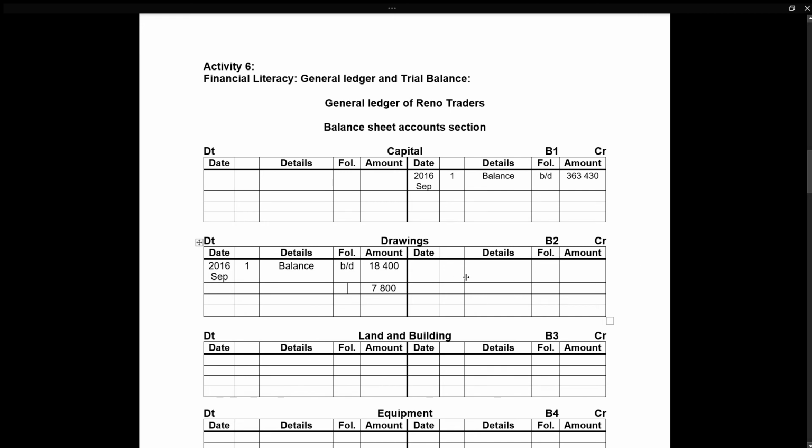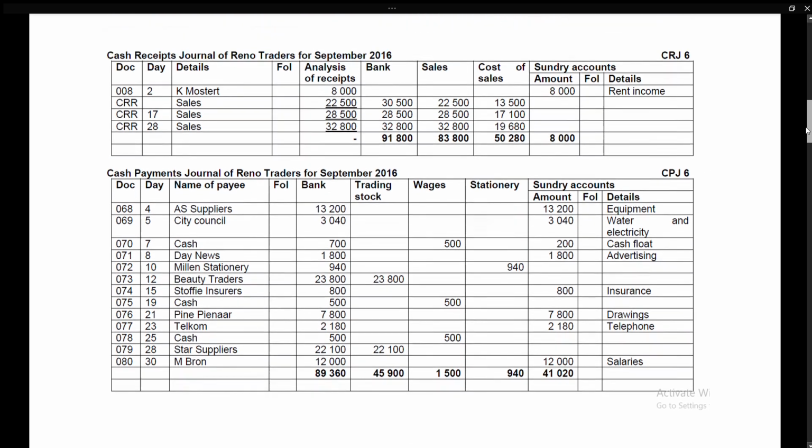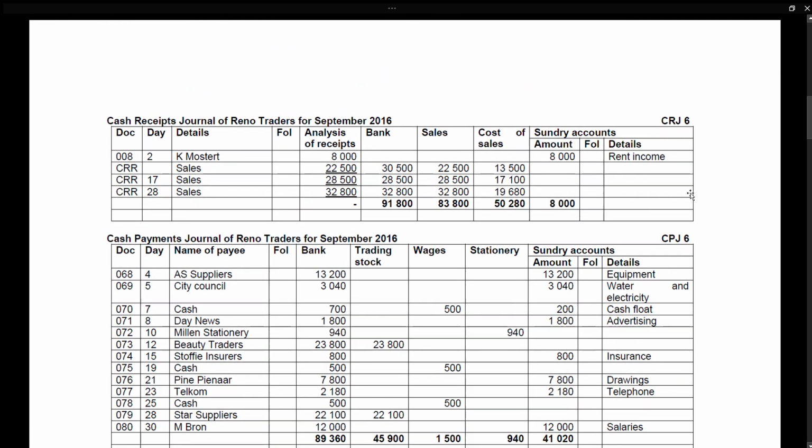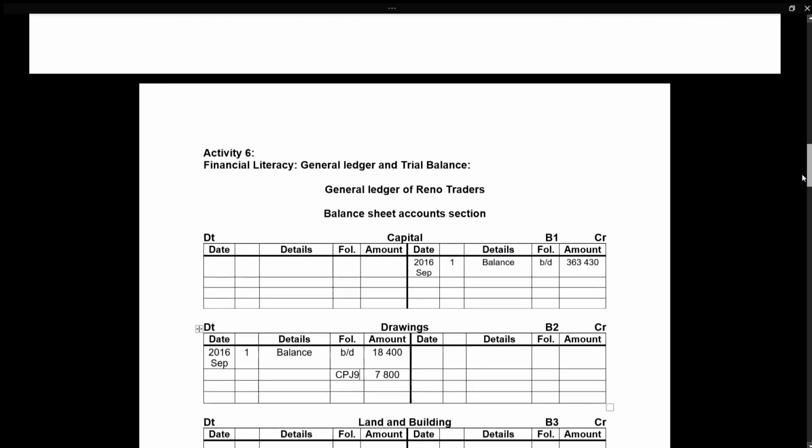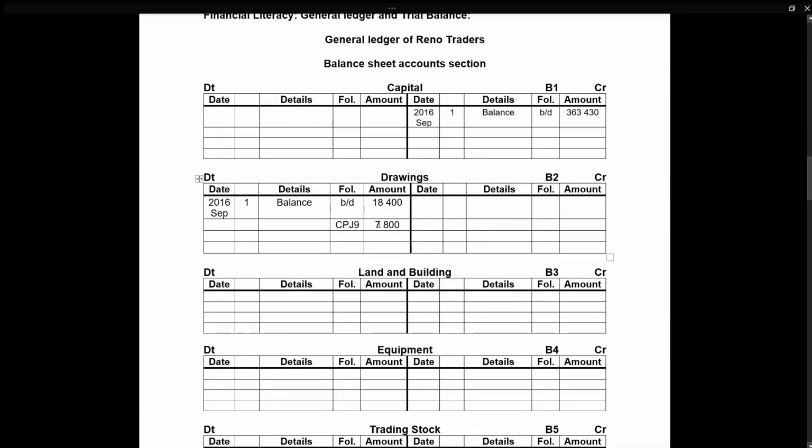Folio, where did I get it from? From my CPJ. It's September, so it will be CPJ number 9. Let's just see if they used months as well. They did not. They used 6. There's no specific reason for that, but I'm going to do the same, 6. Normally it's according to months, but this time around it's not. Right, details will be bank, and this took place on the 21st. Right, I will come back for the balancing.